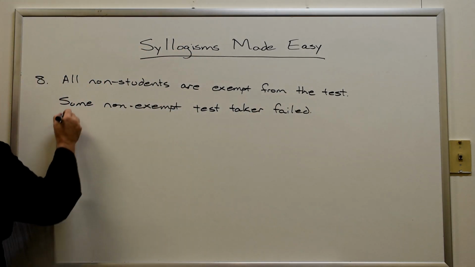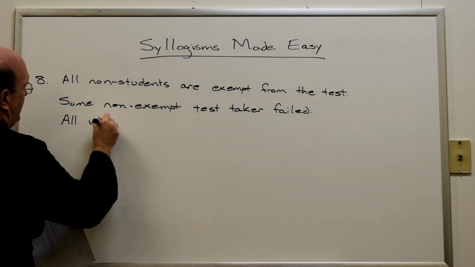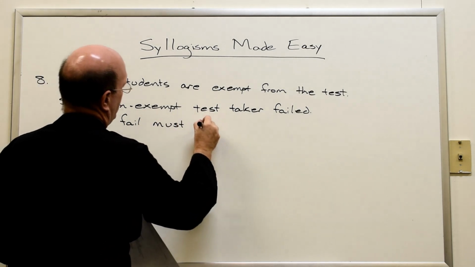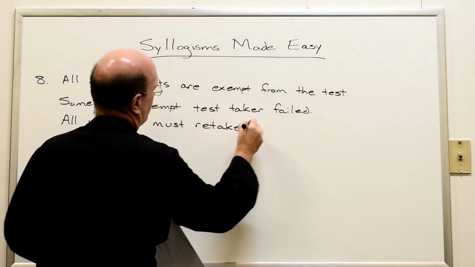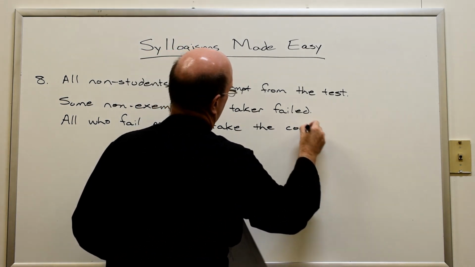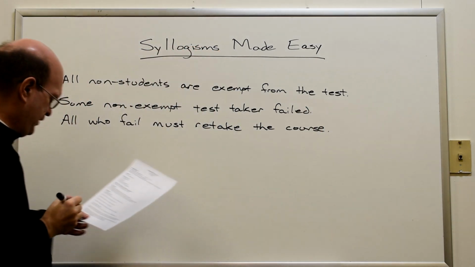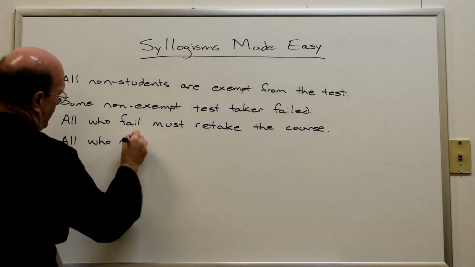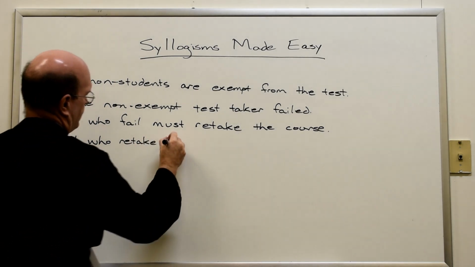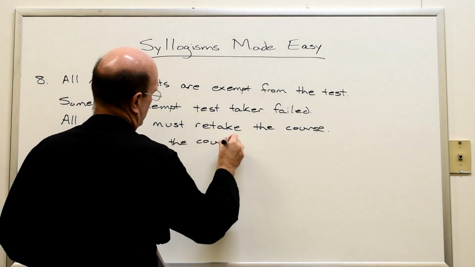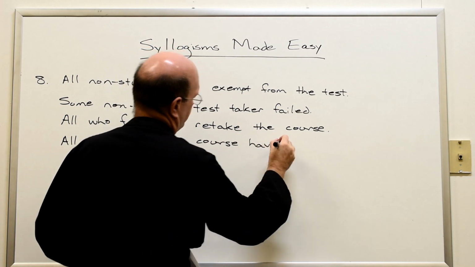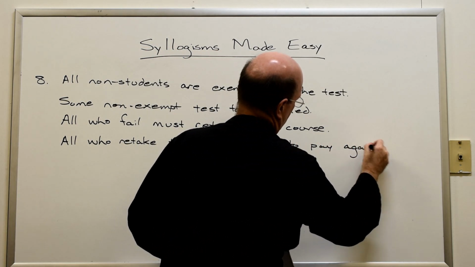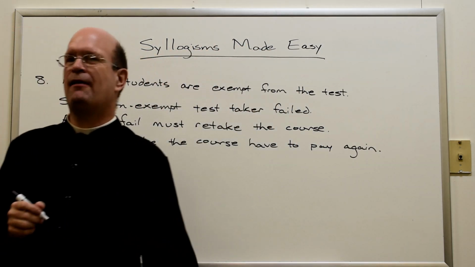And let's say all who fail must retake the course. And for the fun of it, let's add one more. All who retake the course have to pay again. So here, instead of just two assumptions, we have four.